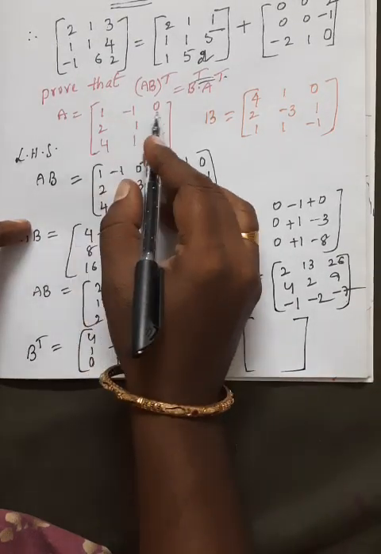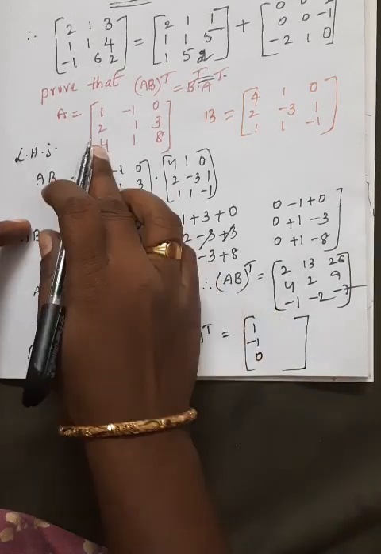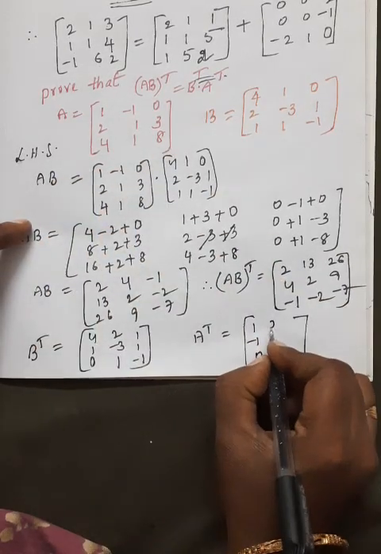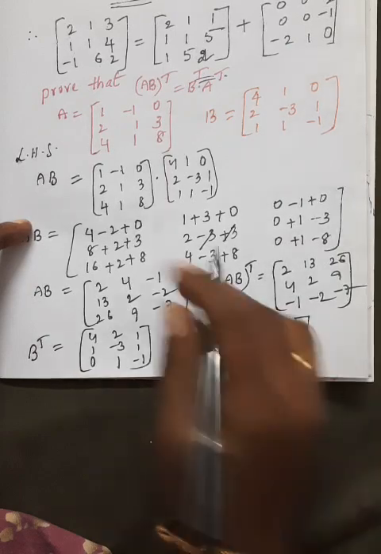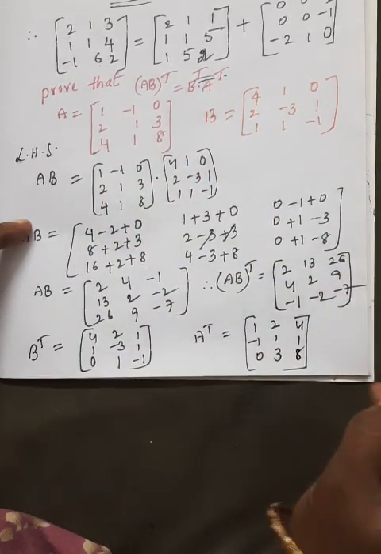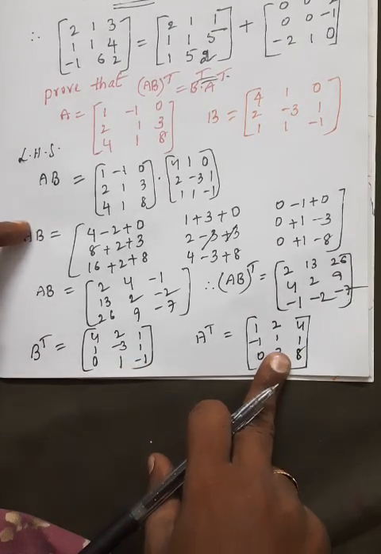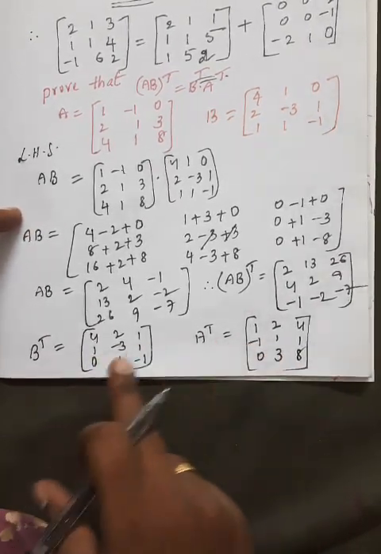1, minus 1, 0 is in row form. We have to write it in column form. 2, 1, 3 is in row form. We have to write it in column form. 4, 1, 8 is in row form. We have to write it in column form. So after getting the B transpose matrix and the A transpose matrix, we have to multiply these two matrices now.